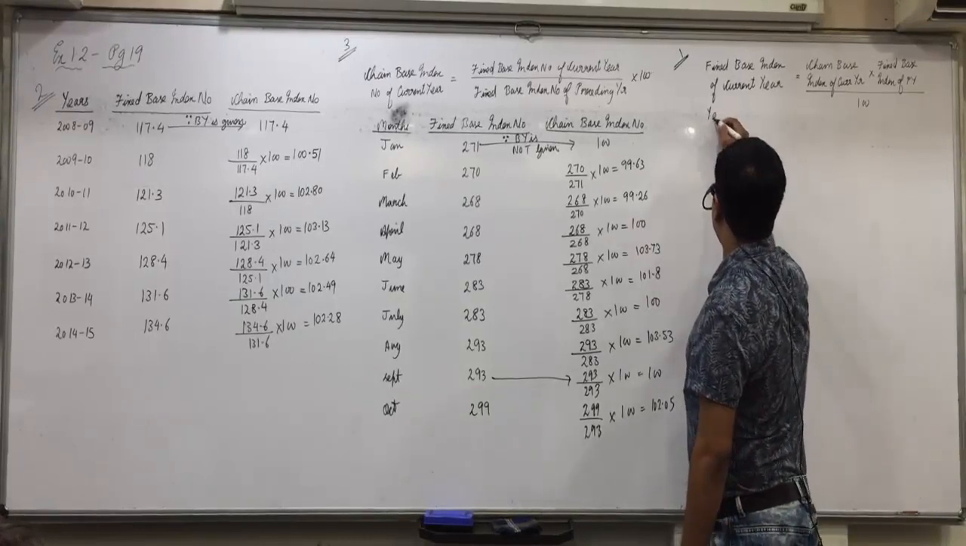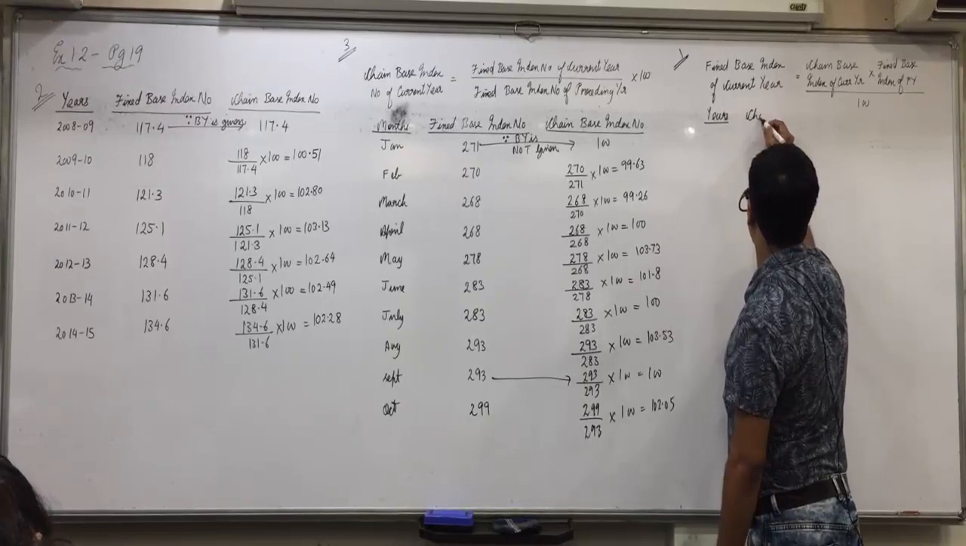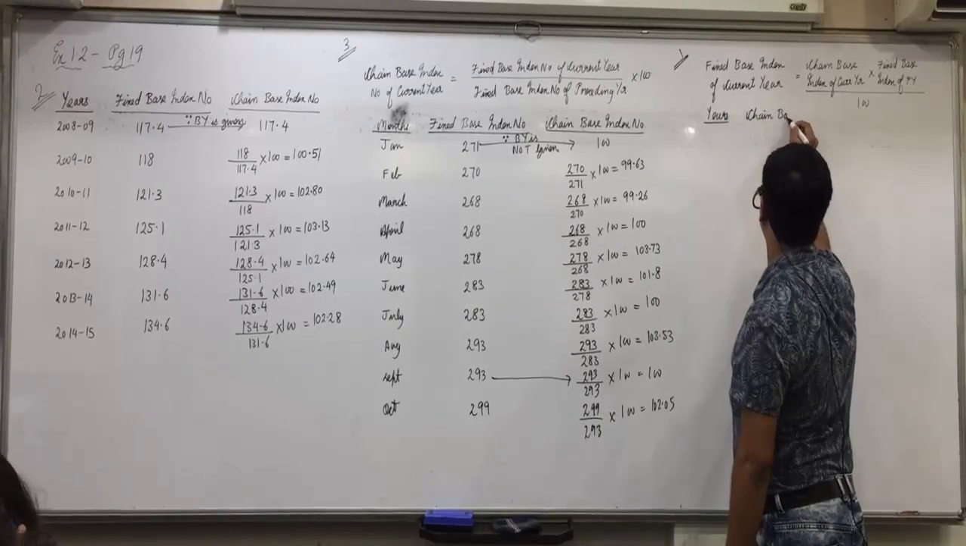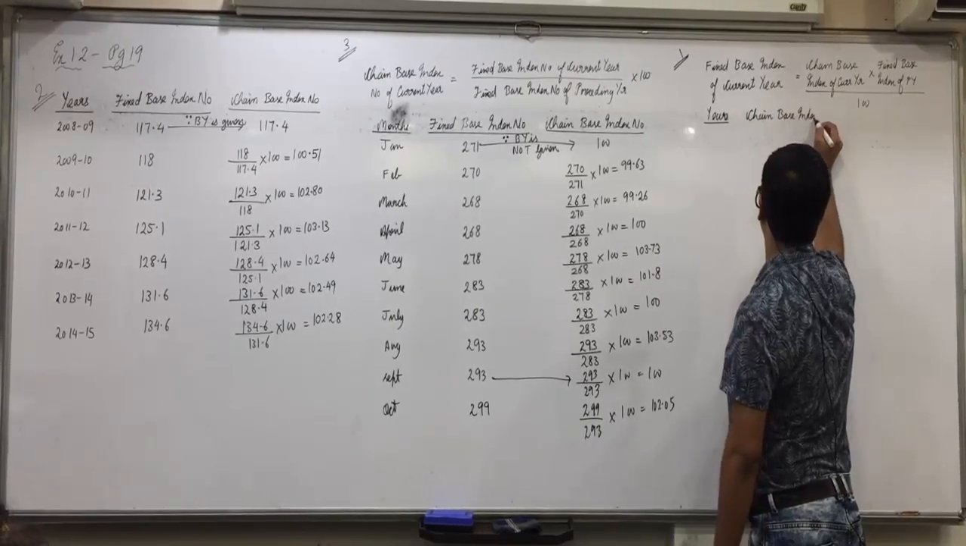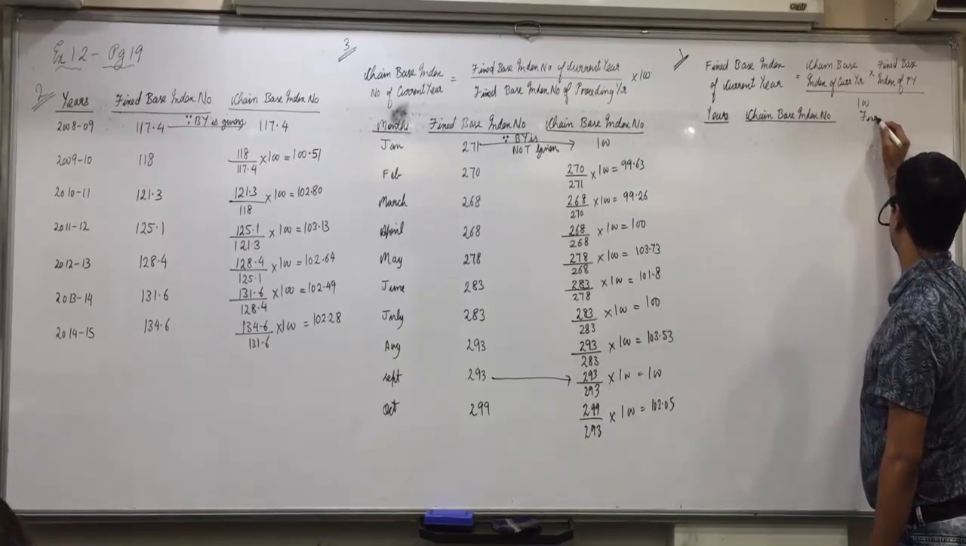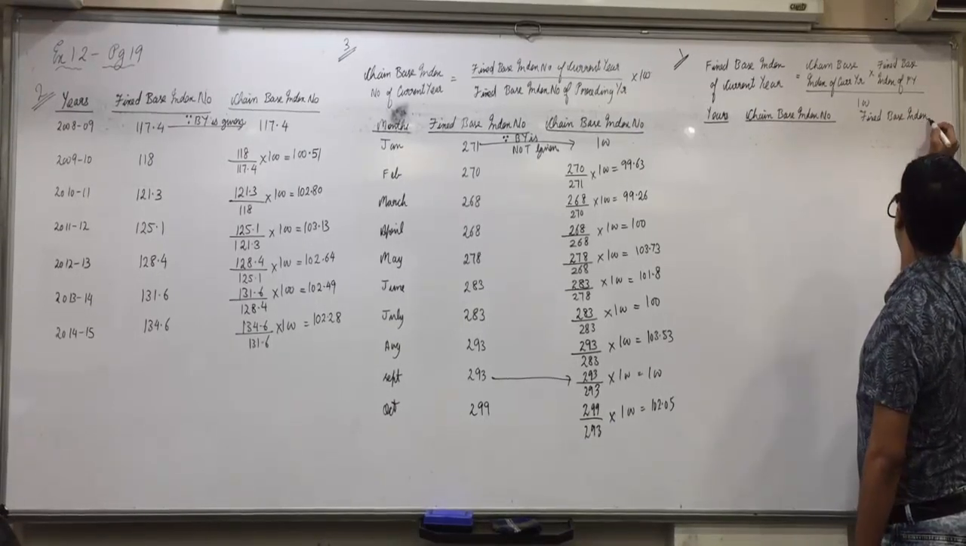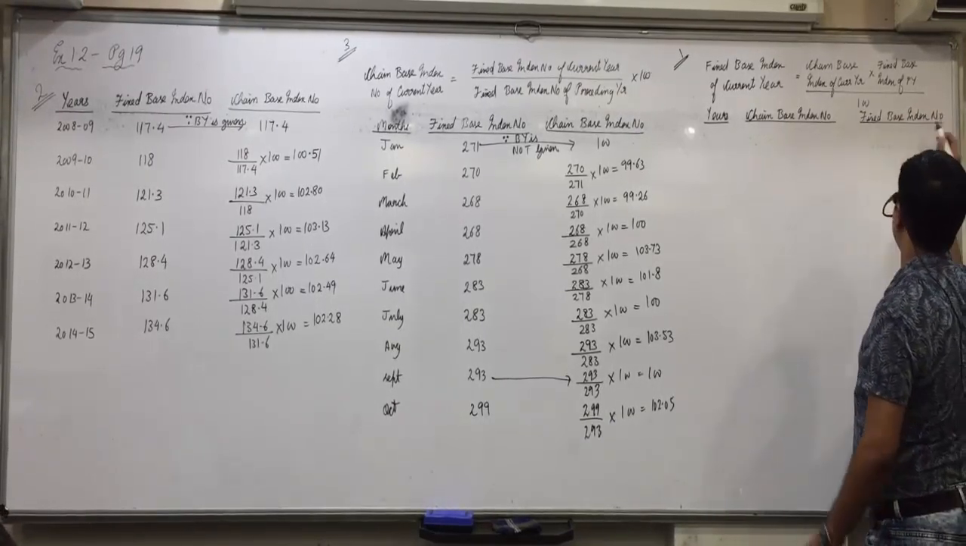Now your columns will be years. Which one is given in the question? So second column, chain base index number, and third column, fixed base index number. Again write the values leaving one line each.